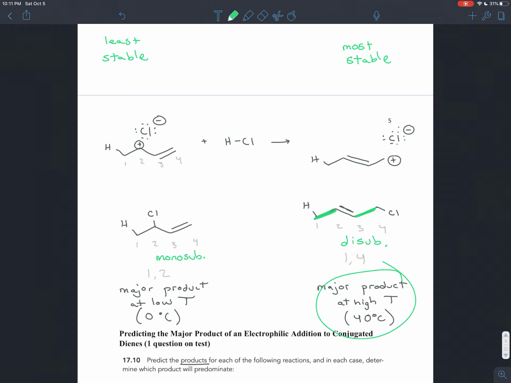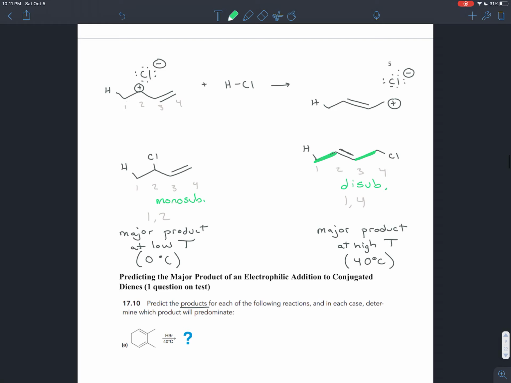And so at high temperature, where diffusion is not an issue, where the chlorine can move around, move to the other side of the molecule and attack either of the positions, it's going to attack the position that gives you the more stable product more often. And so at high temperatures, the major product is the 1,4 product.